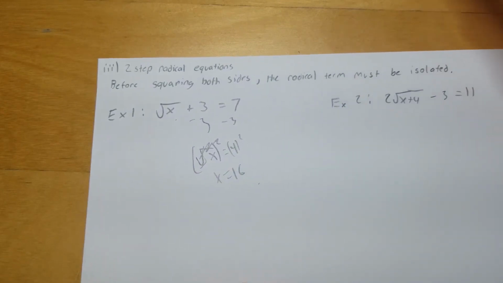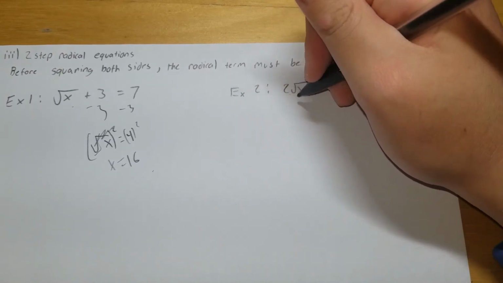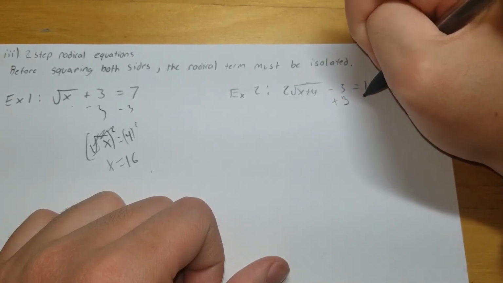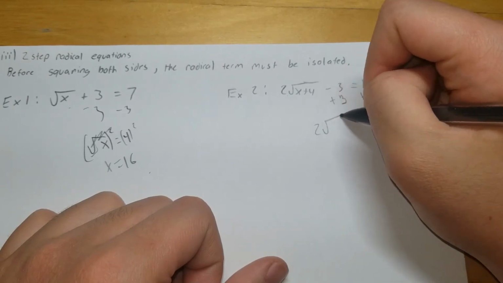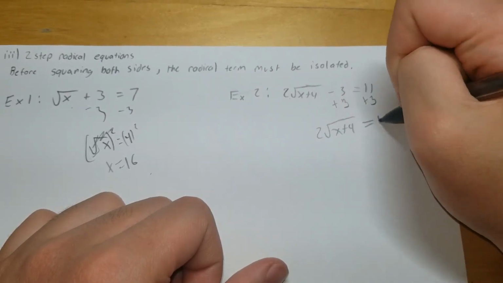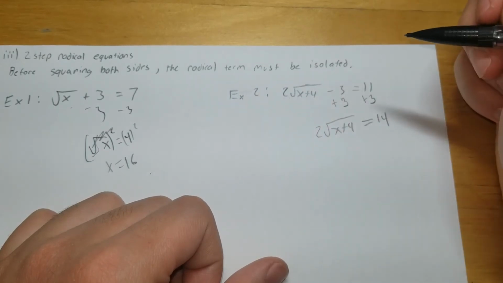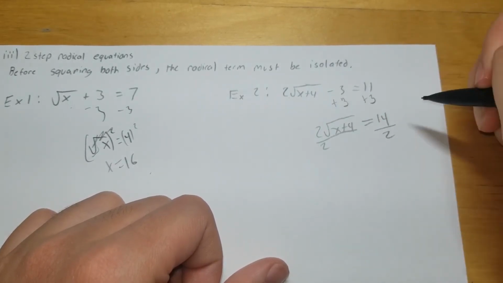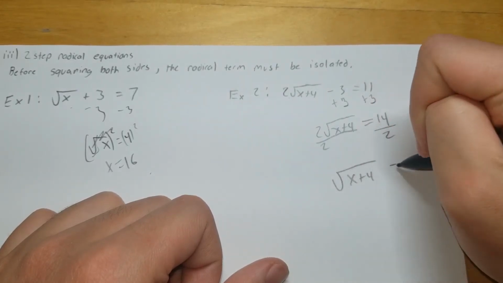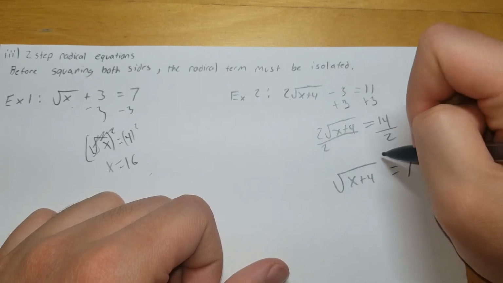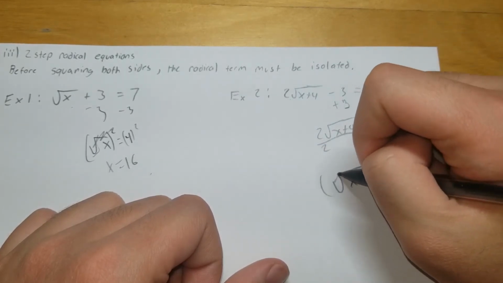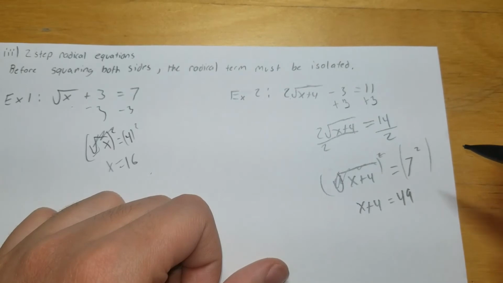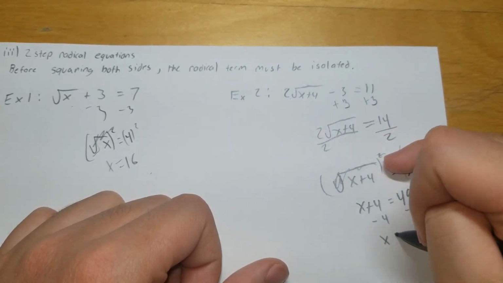Example 2 is 2 times radical x plus 4, minus 3 equals 11. So what do you have to do? Add 3. And you'll be left with 2 radical x plus 4, which equals 14. And then you divide 2 radical x plus 4 by 2, and this side by 2. What you'll be left with is radical x plus 4 equals 7. Once again, square, which gets rid of the radical, and this becomes squared. And what you're left with is x plus 4 equals 49. You subtract 4, and your final answer would be 45.